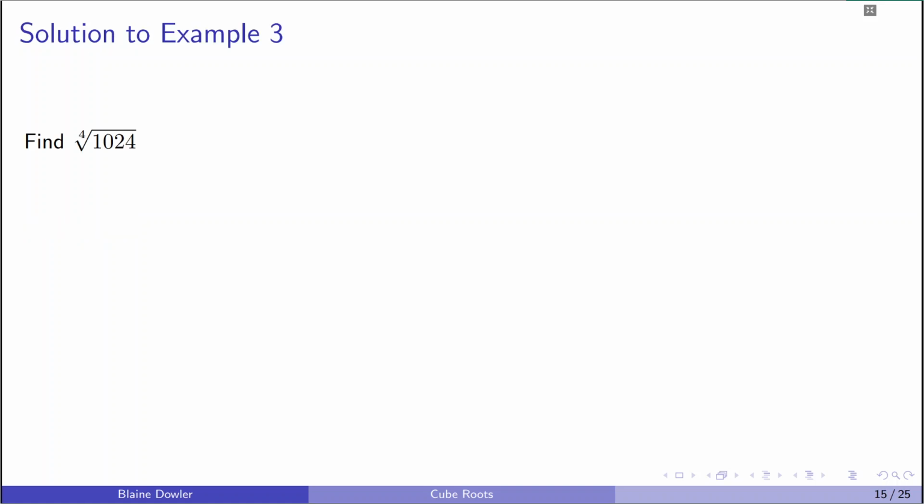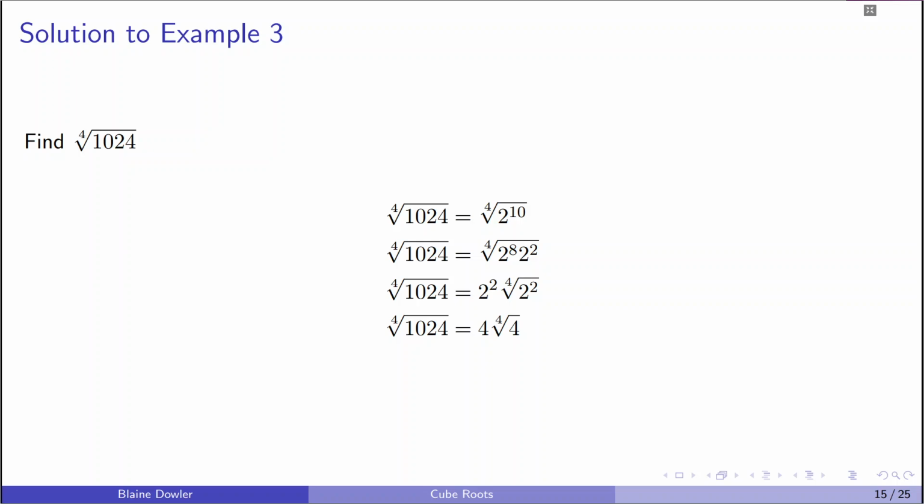Again, we do our prime factorization of 1024. That's 2 to the 10. The highest multiple of 4 that is less than or equal to 10 is 8. So that's 2 to the 8 times 2 squared. We pull out our 2 to the 8th, divide that 8 by 4. We get 2 squared times the 4th root of 2 squared. That's 4 times the 4th root of 4. Enough 4s for you?